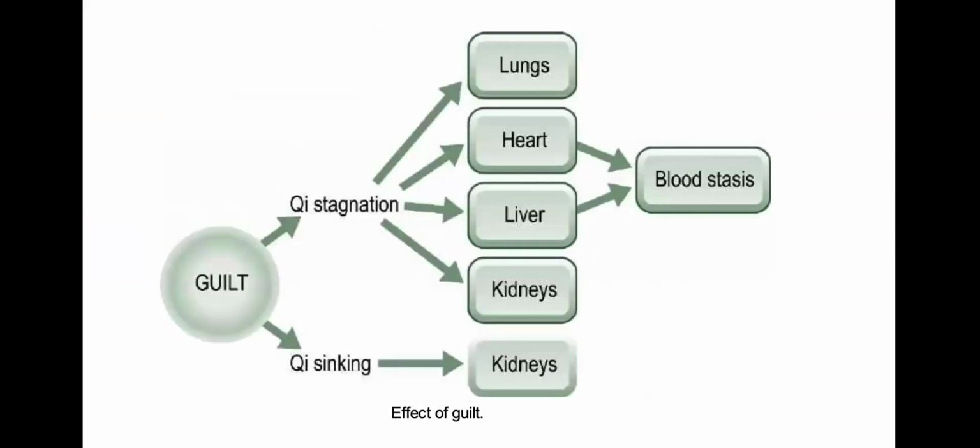So here we see the effect of guilt in the following flowchart. So guilt can either cause chi stagnation or chi sinking. Chi stagnation, particularly of the lungs, heart, liver, kidneys, and chi stagnation of the heart and liver can lead to blood stasis, while chi sinking resulting from guilt can impact the kidneys.